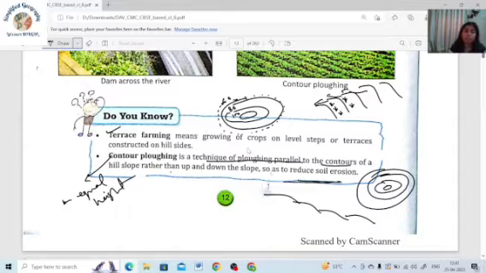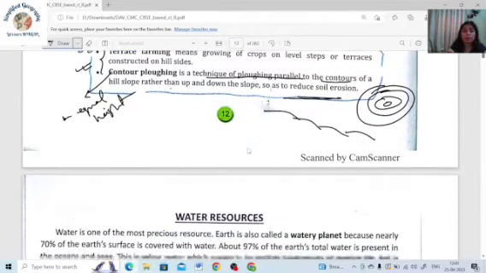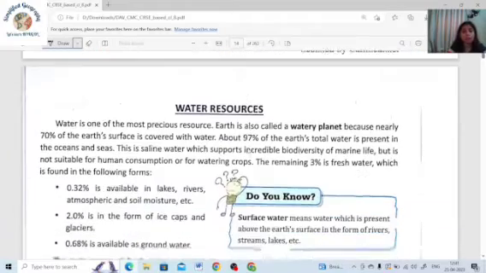So this is the 'do you know' portion. Still, you should know the difference, and it may come in your exam as a short question of 2 or 3 marks.